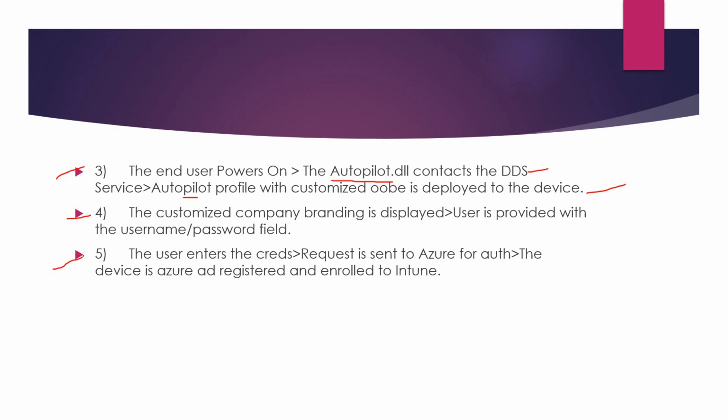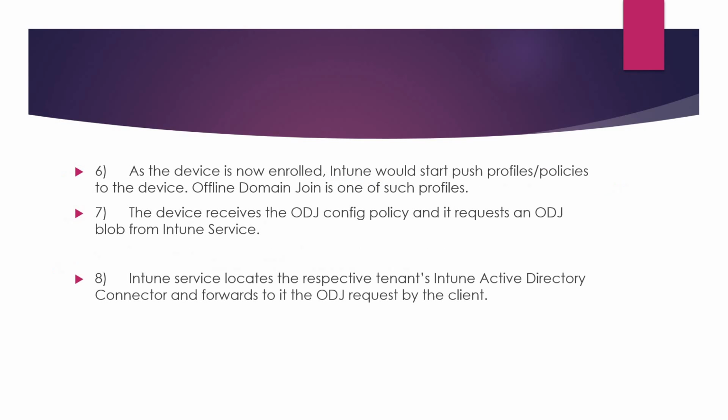So until step 5, it is the same as what we would have seen in normal Autopilot as well. From step 6, things differ, because out of all the profiles that we have delivered to the device through Autopilot, we have delivered a device configuration profile as well, which takes care of on-prem domain join. So it's a domain join profile, and offline domain join profile is one of such profiles. The device receives the offline domain join config profile.